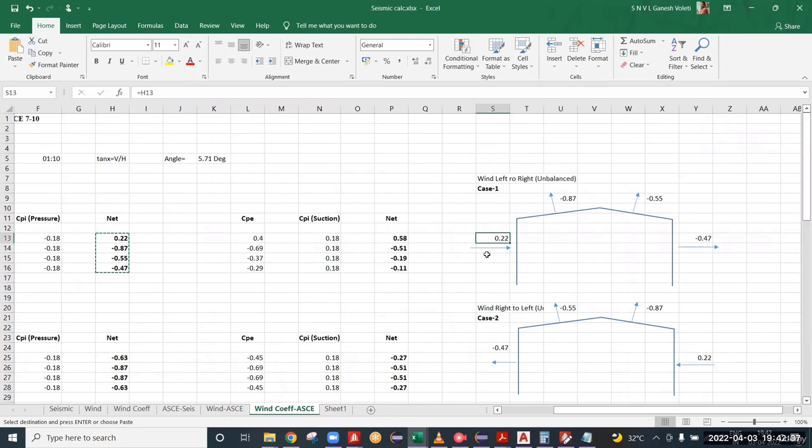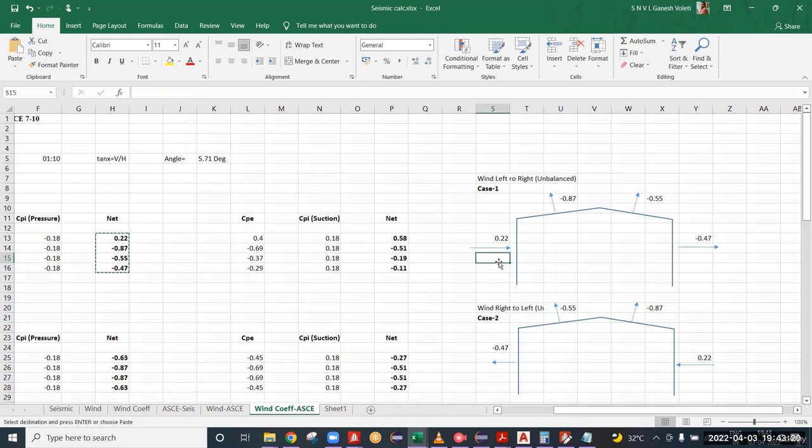Okay, if you observe here, the 0.22 will act towards the column, 0.87 and 0.55 will act away from the rafter, 0.447 again acting away from the rafter. That is why the values acting away from the rafter or column are indicated with a negative symbol. Whatever value acts towards the member is indicated with a positive value here. But while applying in the STAAD, we have to consider the global axis. Clear? Global axis.